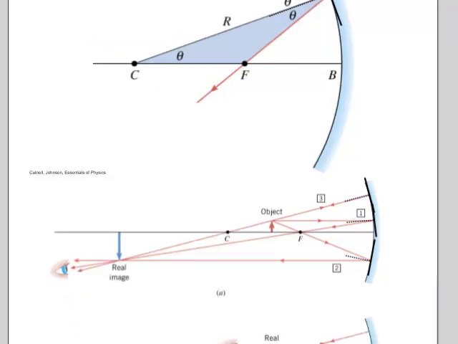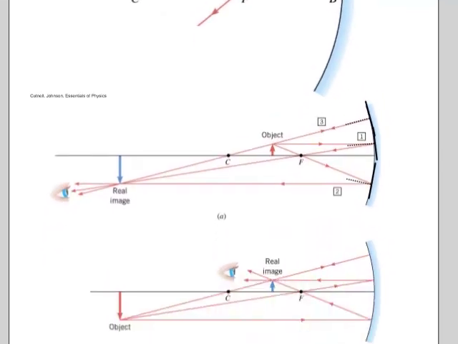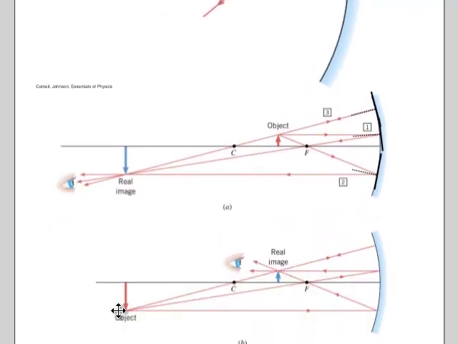And by the way, again, all these drawings are from the book. And then, oh, that's the same image actually. They just swapped object and image.